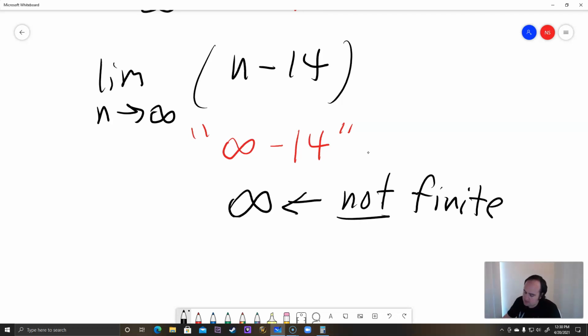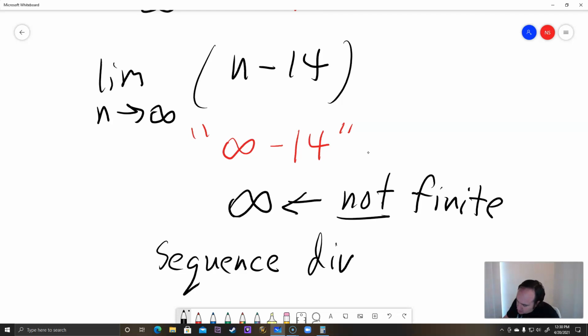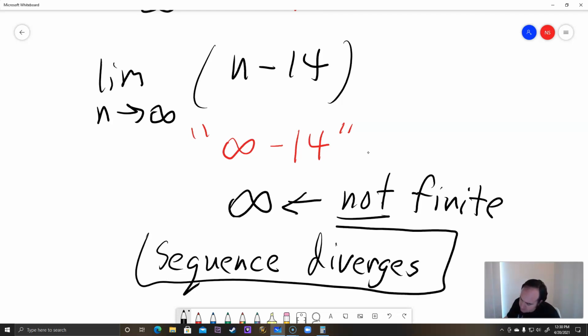Well, that means the sequence diverges. Remember, in order to converge, the limit has to exist, and the limit also has to be finite. It can't be infinity or negative infinity. So the sequence diverges. Pretty cool, huh? So that's the good stuff right there.